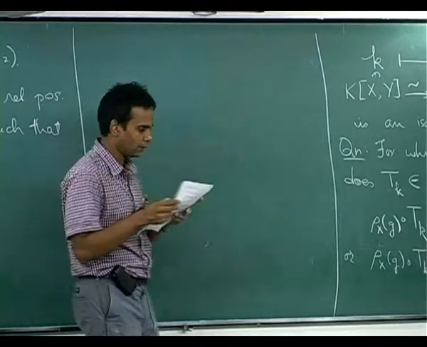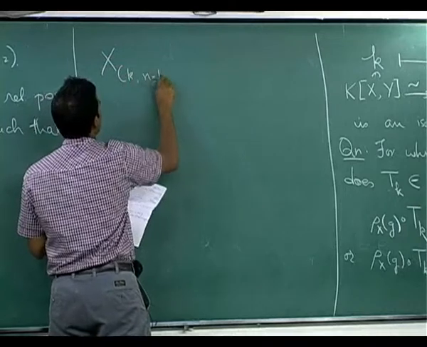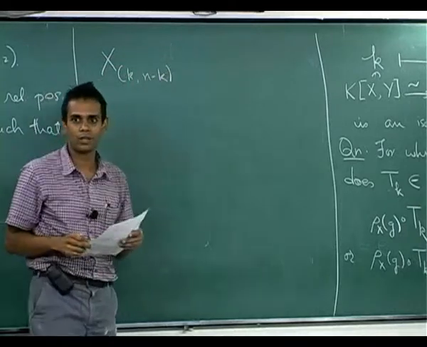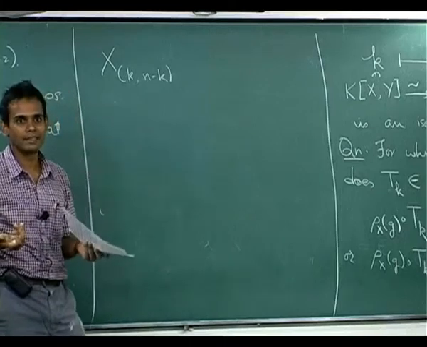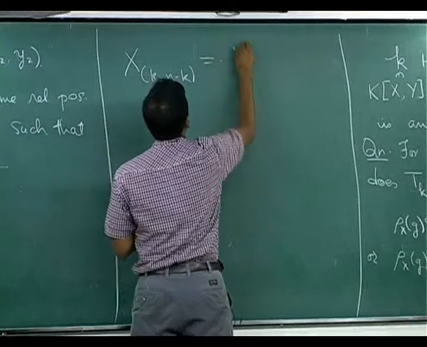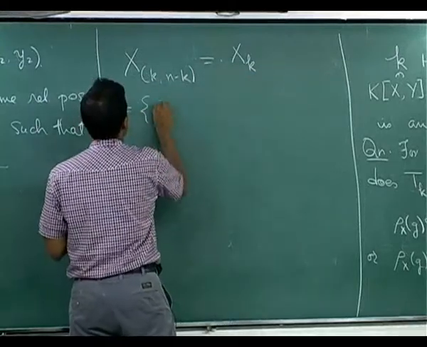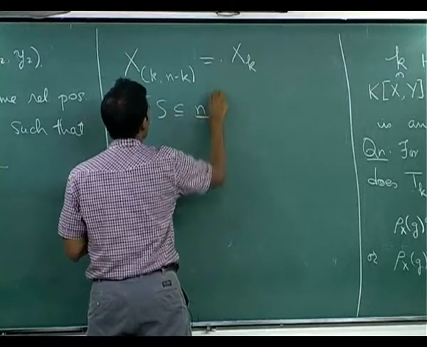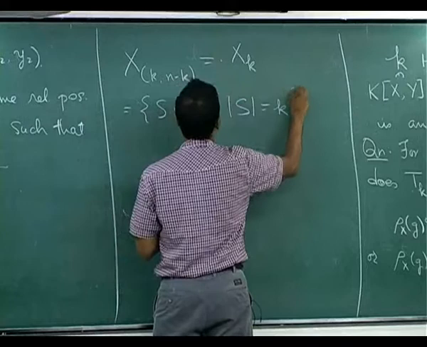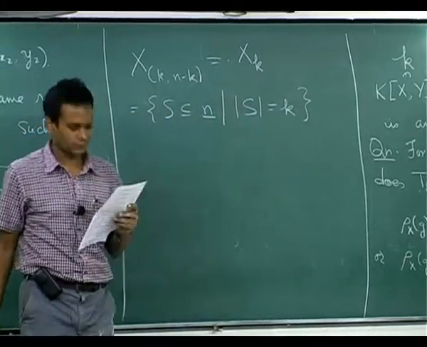Okay, so X_{k, n minus k} is the set of subsets of {1, ..., n} of cardinality k. I'll denote it by X subscript k for now. So this is the set of subsets S of n such that the cardinality of S is equal to k. And you know how many elements there are in this: n choose k elements.